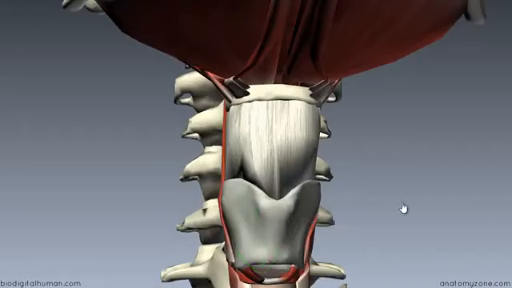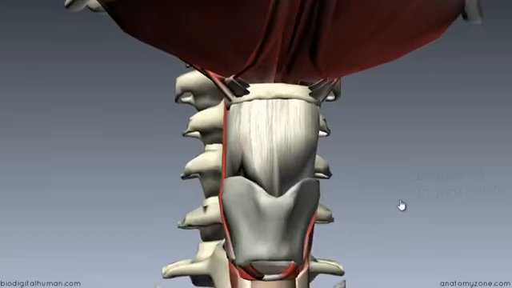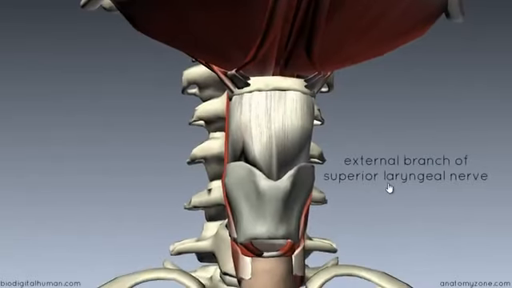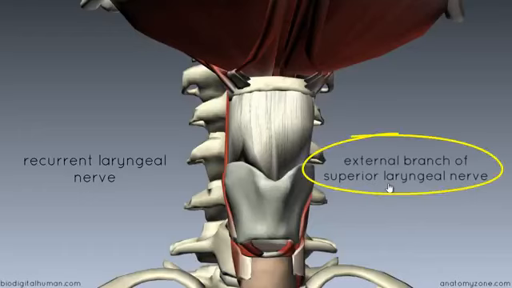So the cricothyroid muscle is innervated by the external branch of the superior laryngeal nerve, which comes from the vagus nerve. So out of all the intrinsic muscles of the larynx, which I'm going to talk about, this is the only one which is innervated by the external branch of the superior laryngeal nerve. All the rest of the muscles which I'm going to talk about are innervated by the recurrent laryngeal branch of the vagus. So remember that this one's an exception, and it's innervated by the external branch of the superior laryngeal nerve.